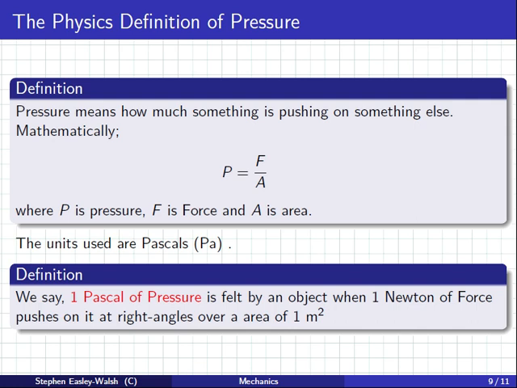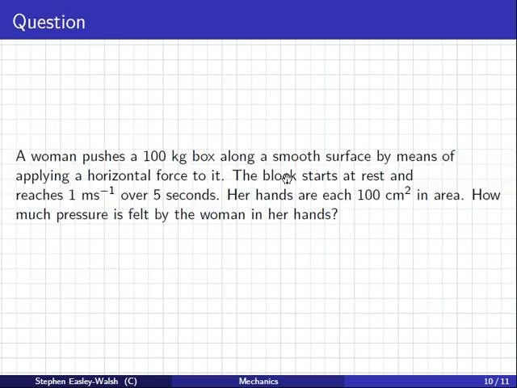Okie dokie, we got that. So let me have a look at the next one now. Oh, it's the same. So it's the same as 1 Newton per meter squared, is what we said. Okay, we're back to the question I had earlier. Everything's the same, right? The only difference now is we have the area of her hands.